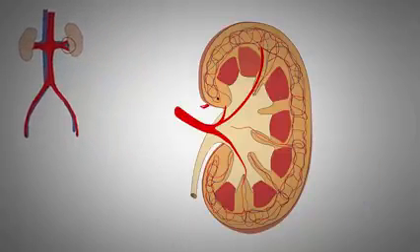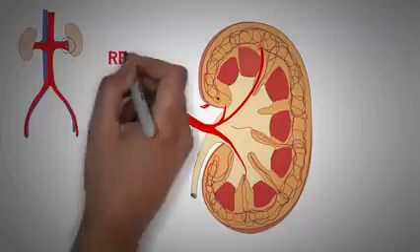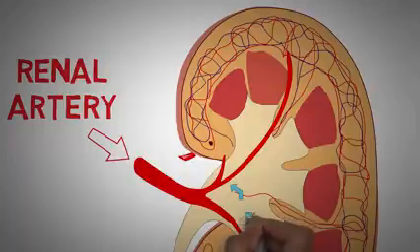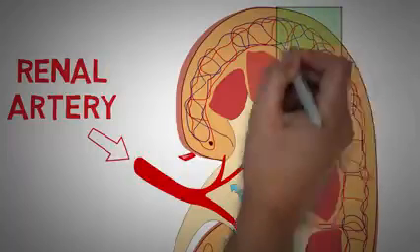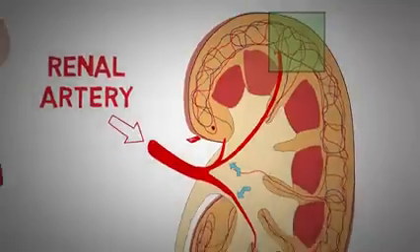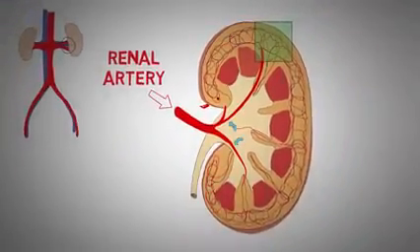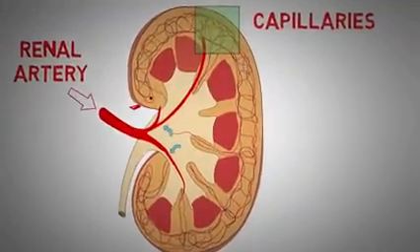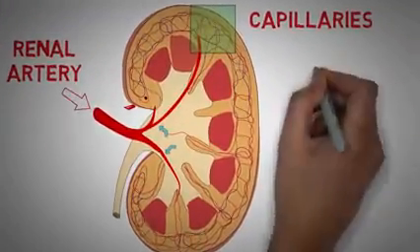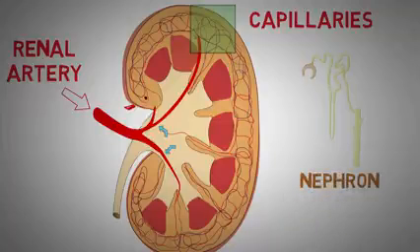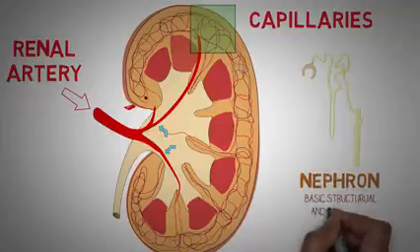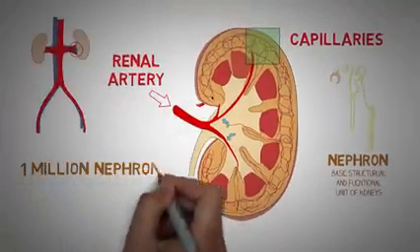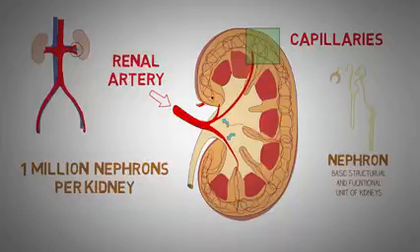The blood enters the kidney through the renal artery. After the renal artery enters the kidney, it gets divided into many small branches. These small branches ultimately go to the cortex area and divide into many smaller branches known as capillaries. Now the cortex region contains the most number of nephrons in the kidney. The nephron is the basic functional unit of the kidney, and each kidney contains approximately 1 million nephrons. This is the main structure that filters the blood in the kidney.